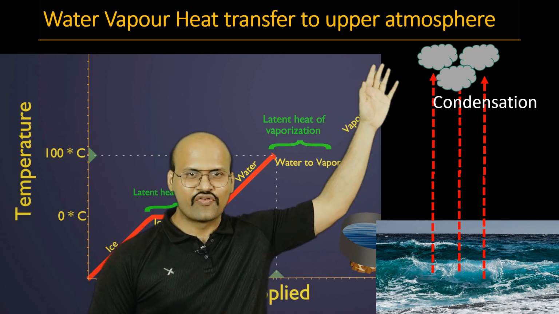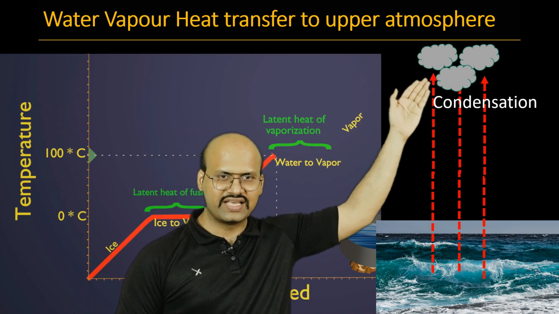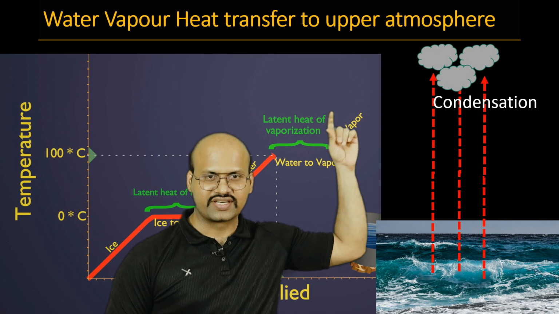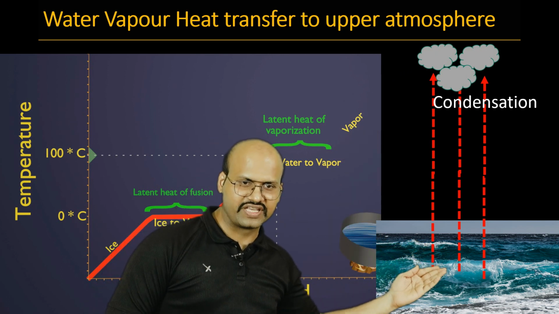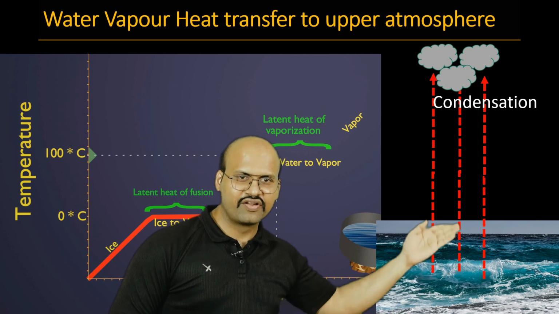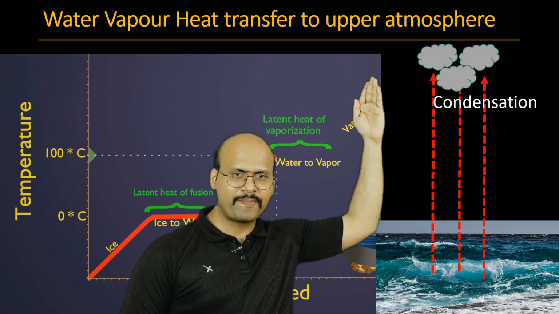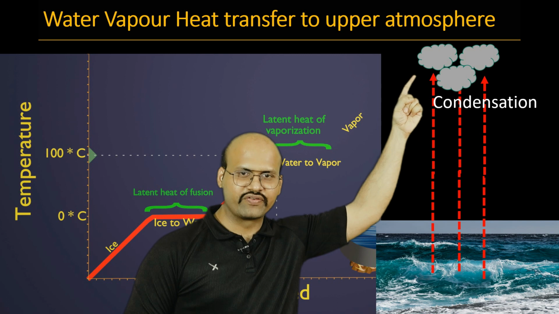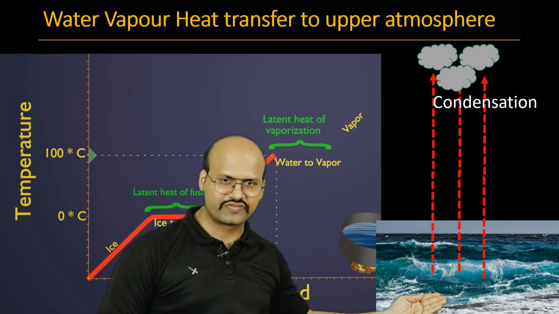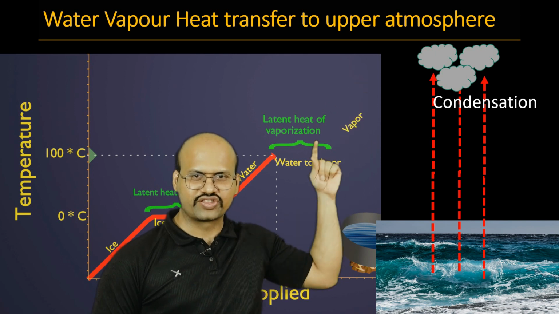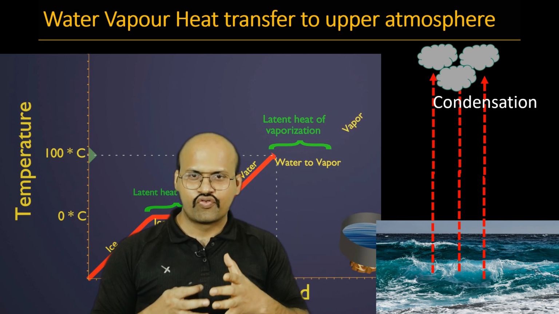So you see, when the clouds are formed, they will release this latent heat of vaporization in the atmosphere. So you can see that this heat was absorbed in the lower atmosphere, and then when the clouds were formed in the upper part of the atmosphere, this heat was released. So you can see that there is a transfer of heat from the lower atmosphere to the higher atmosphere in the form of latent heat of vaporization.